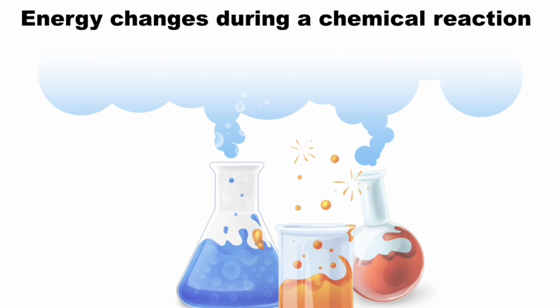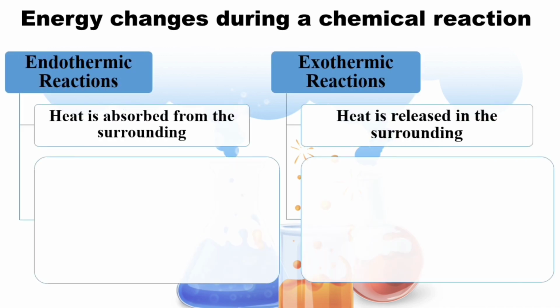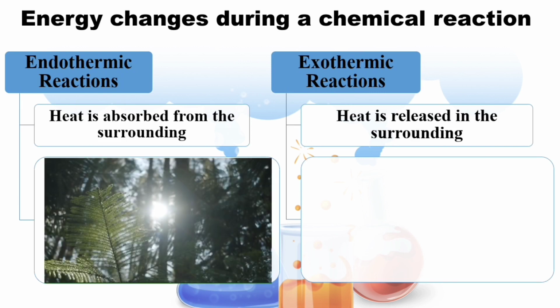Then, of course, during the chemical reactions, energy change occurs. That energy change can be in the form of absorbance of heat, or in the form of release of heat. So let's talk about endothermic reactions. Endothermic reactions are those reactions, students, in which heat is absorbed from the surrounding. We can take the example of photosynthesis.